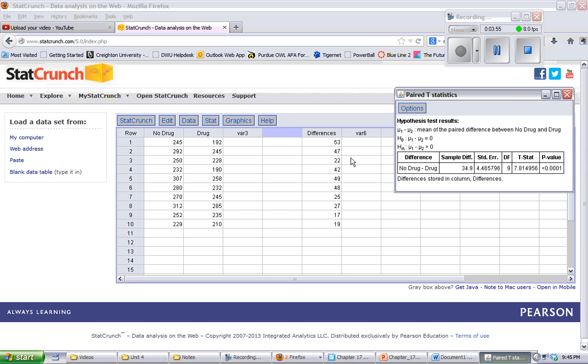I just want to make you aware of this difference column here in StatCrunch. All StatCrunch did is take the no drug column and subtract the drug column and give you the results. And as you can see, in every single instance in this sample, every one of the men had a higher cholesterol before taking the drug. So that's another good indicator that yes, our results are going to be what we got.